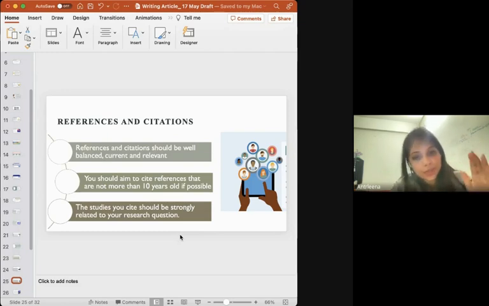The next point, you should aim to cite references that are not more than 10 years old if possible. As I told you, this is again debatable. You can use older concepts, but make sure you use the newer articles. You refer to the newer research that is being done in your field as well. That really helps you write a good article and helps your article get acknowledged. And the studies you cite should be strongly related to your research questions, something that I've already mentioned. Don't just quote for the sake of quoting, refer to it only when it's relevant to your research, okay?